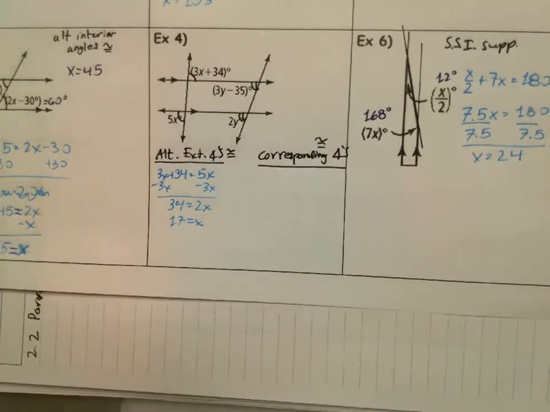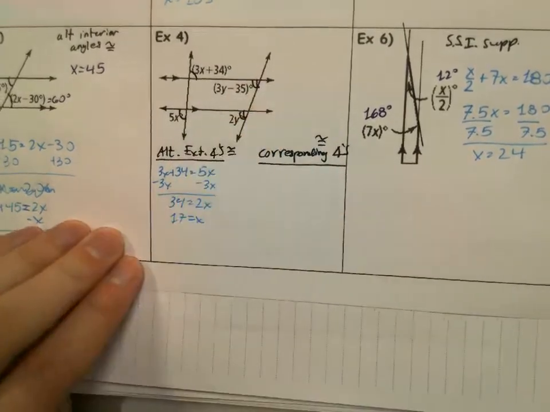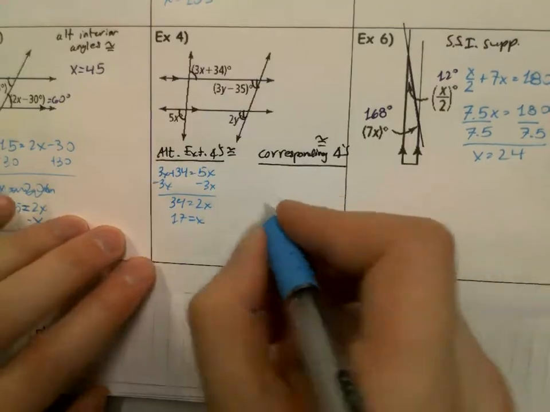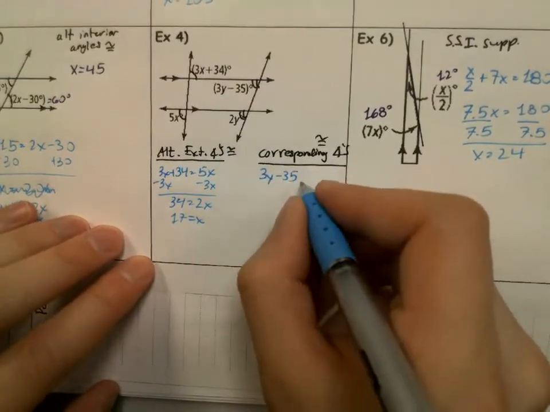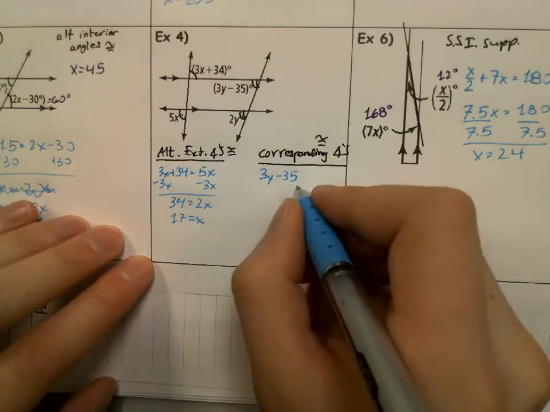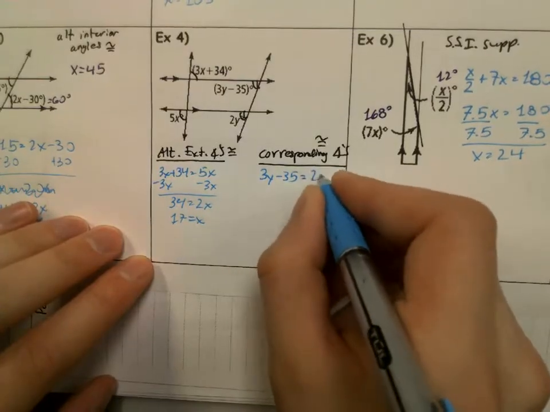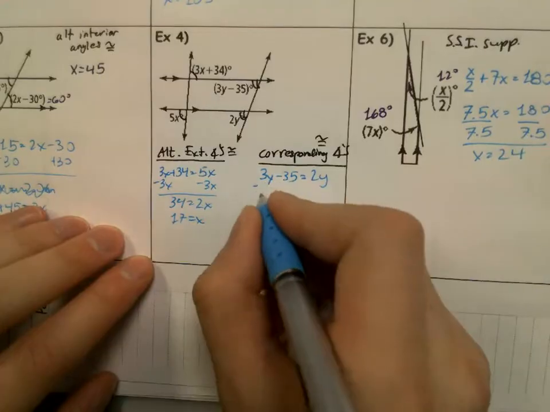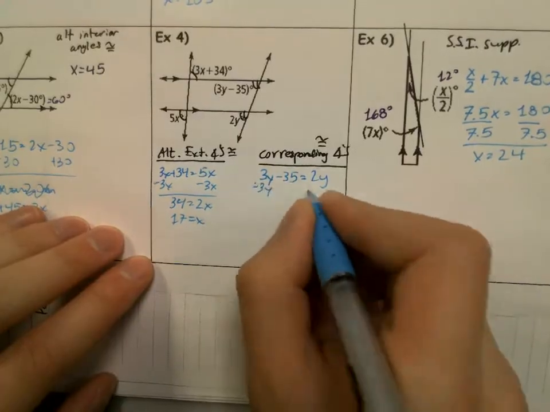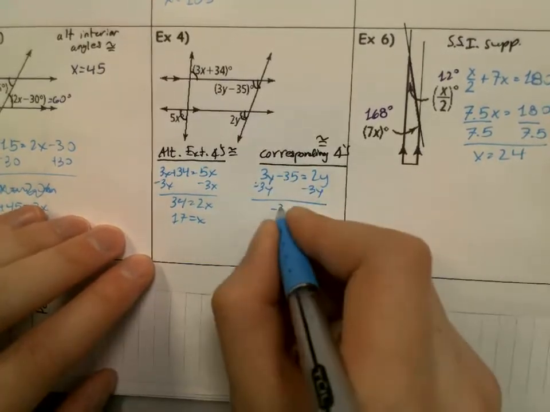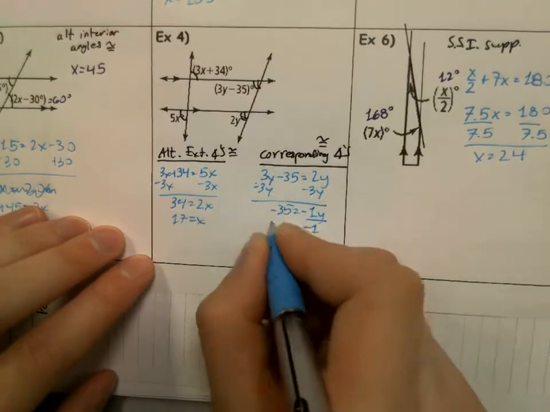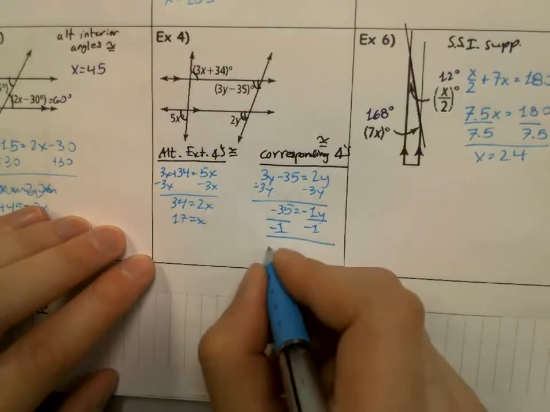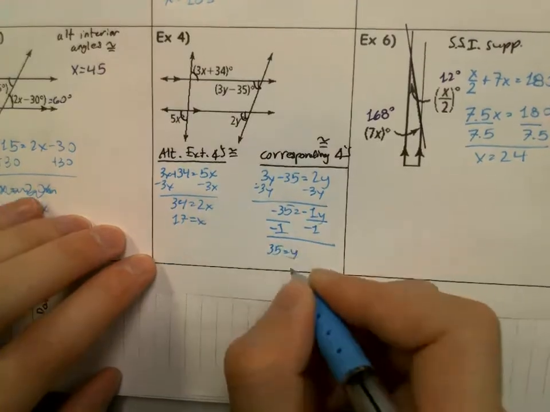For y, remember, these are in terms of y, so they're not going to be the same variable. Okay? You've got 3y minus 35 equals 2y. Subtract 3y from both sides. You get negative 35 equals negative 1y. Divide by negative 1, and I get 35 equals y.